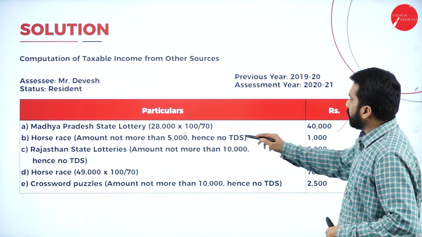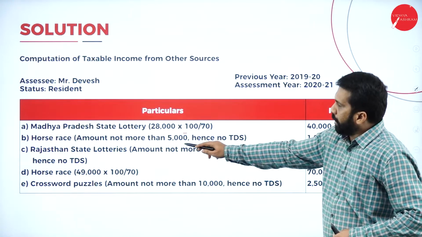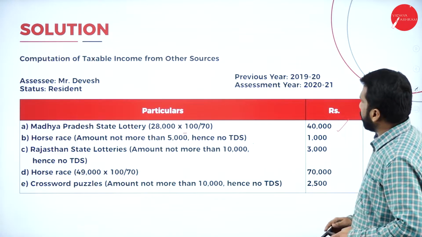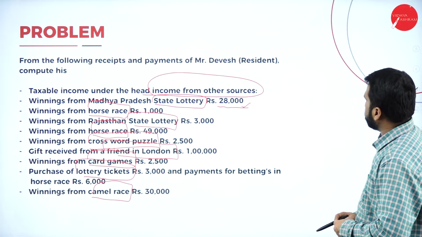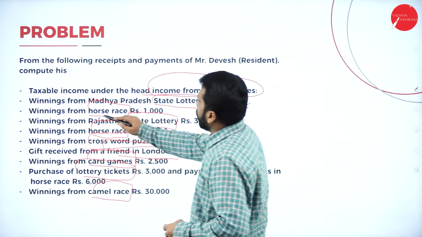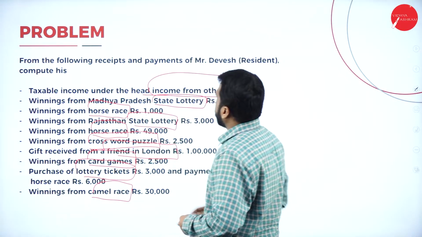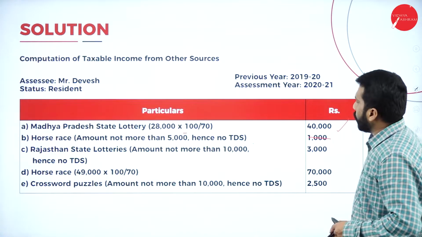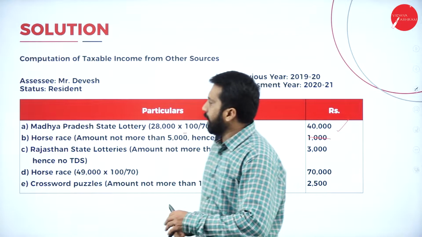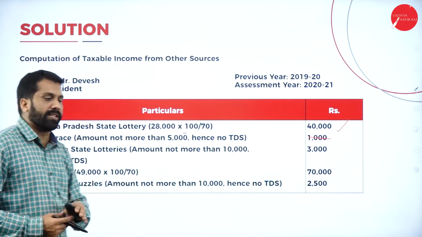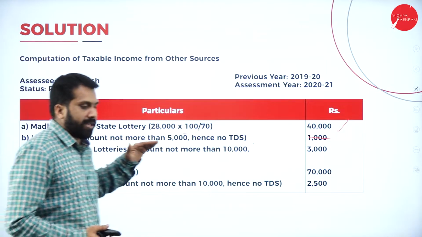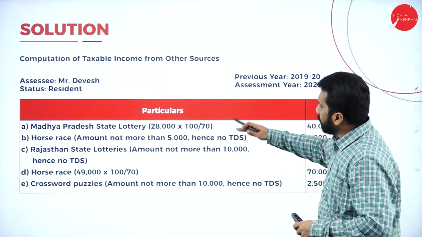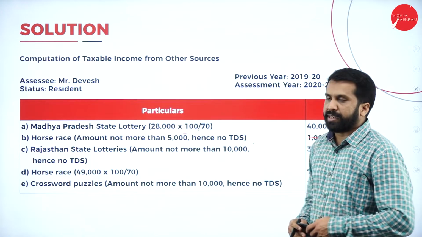Horse race is the same thing, but with an amount of more than 5,000, hence no TDS in this horse race. Winning from horse race 1,000: we will not consider it, actually this 1,000 will not come. Why? Because the amount is less than 5,000. If the value is more than 5,000, then it will come under income from other source. If the amount is less than 5,000, we will not consider it.